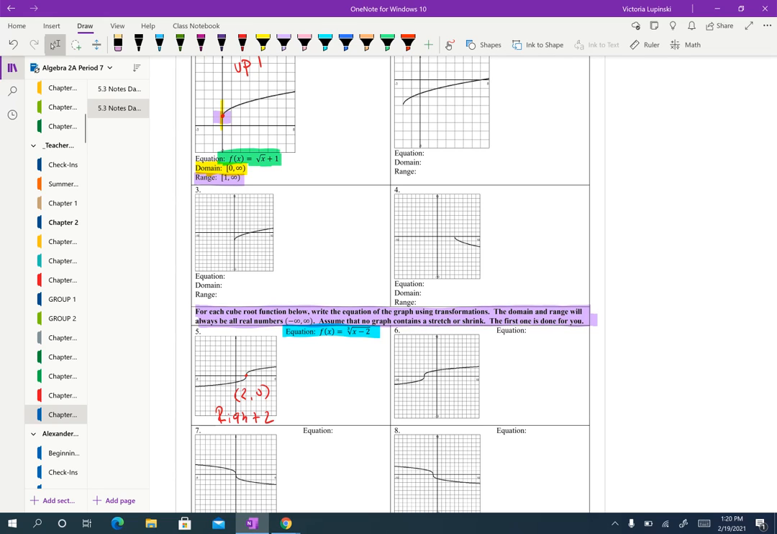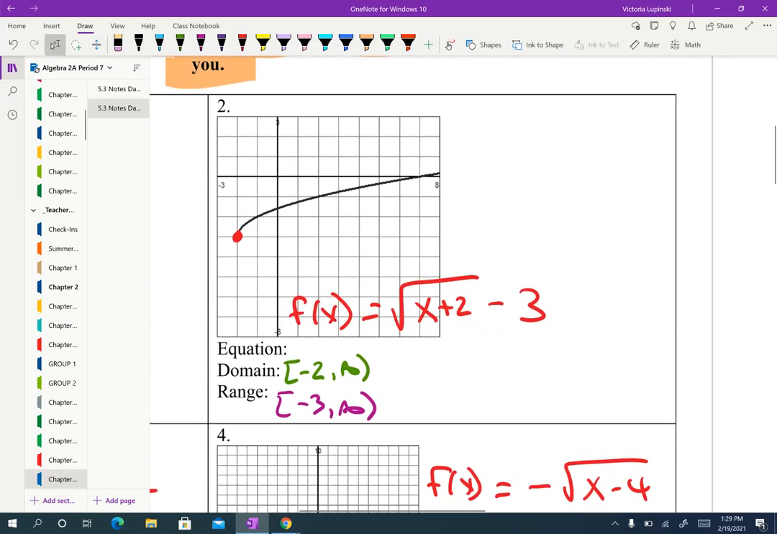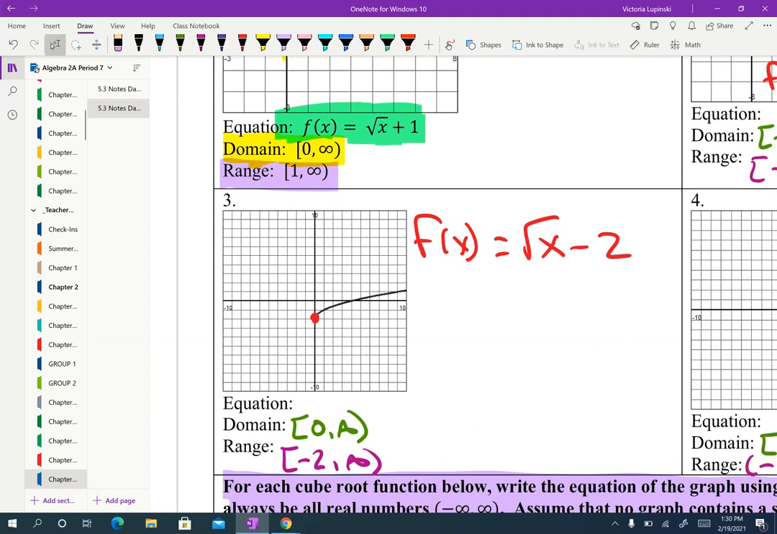All right, so now that you've had a chance to pause and try it, let's see how you did. Here in number 2, because of the fact that the endpoint moved to the point -2, -3, that's how you know that you had to go left 2 and down 3, which makes your equation the square root of x plus 2 inside and a -3 outside. By moving to the left, the domain is now [-2, infinity), and by moving down, the range is now [-3, infinity).